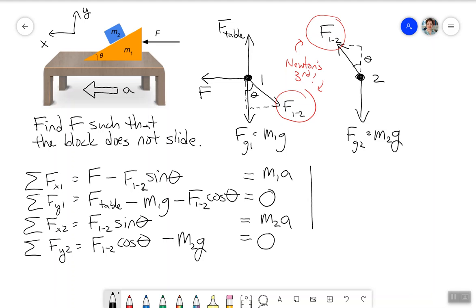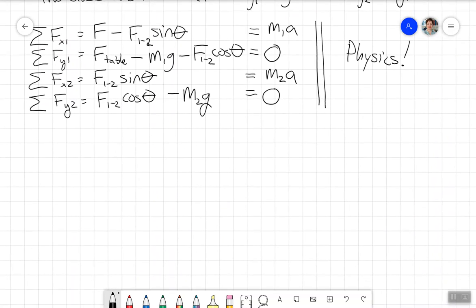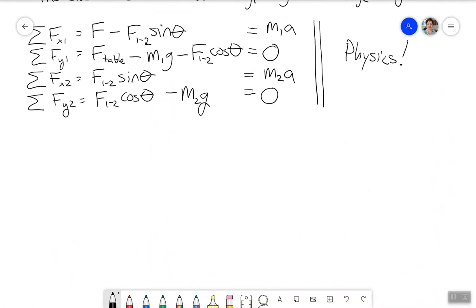Okay. So this is the physics. This is really the physics right here. This is the setup, and on a midterm, this is most of the points. But what happens next is math, so we'll finish that up. And we were asked for, in this particular problem, what the force is. So, okay, I'll take this first equation since it's the only place the applied force shows up. And the applied force is F equals F1-2 sine theta plus M1 times A.